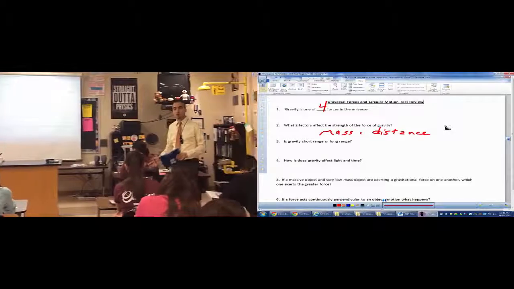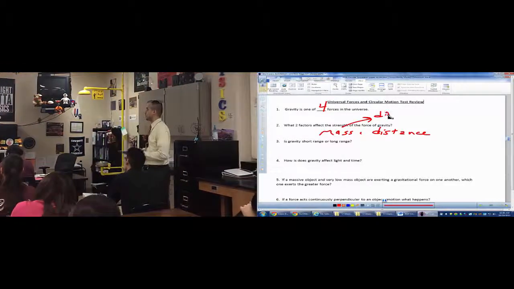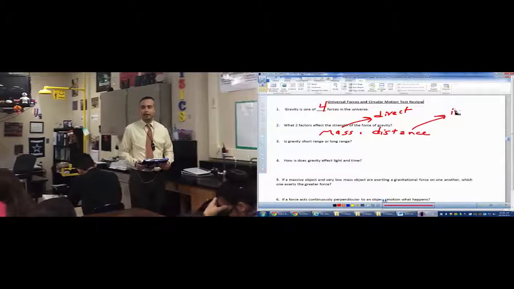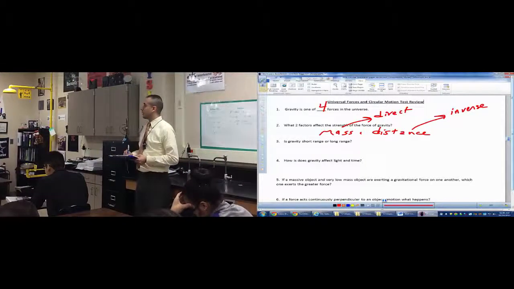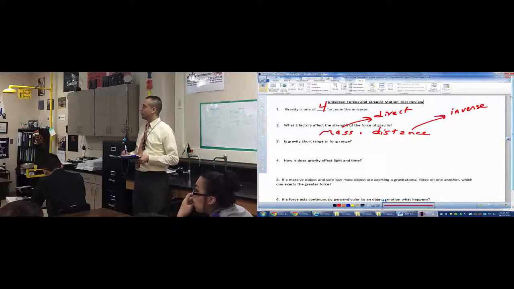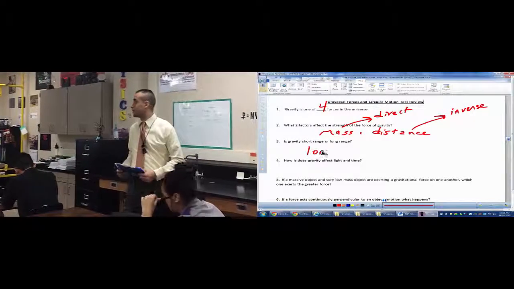Is gravity short range or is it long range? Long range. What do you think? It's long range. It's very long range. Is it weak or strong? Weak. It never is 0, so it's never 0. Okay, so in other words, it's infinite. That's the idea. It's infinite.